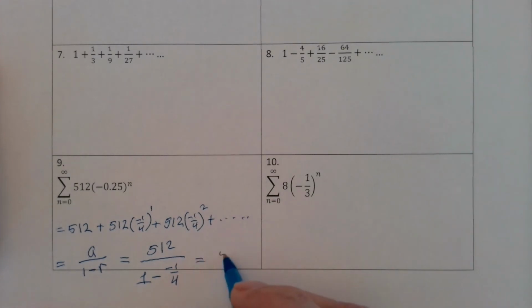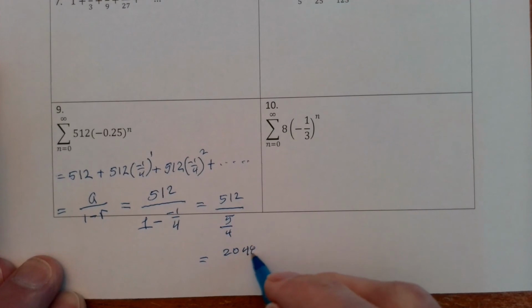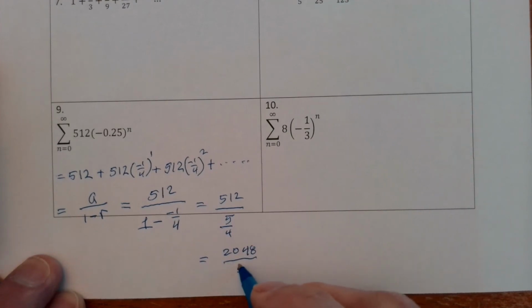We get 512 divided by 1 1/4, or 5/4, which comes out to 2048 over 5.